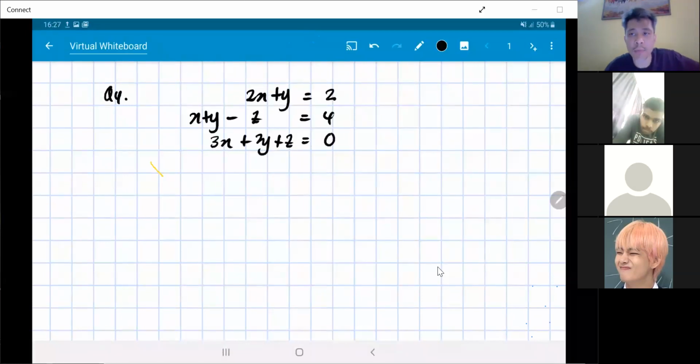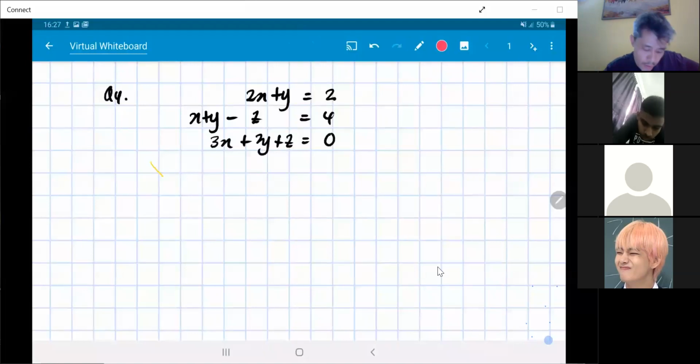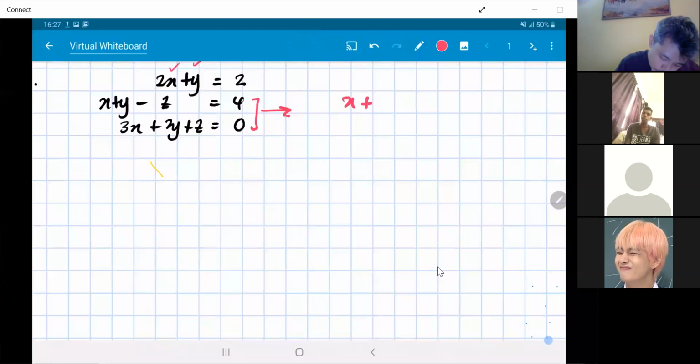Okay? So again, remember I said we have to maintain 2, remove 1. Notice the question already tells you which one to maintain. Because there's x, there's y, which means we have to remove z. Okay? So once again, we take these two, and we want to remove the z. But this time no need to multiply. See? The z, they're both 1z. So on this side here, we have x plus y minus z equal to 4, and then 3x plus 2y plus z equal to 0.